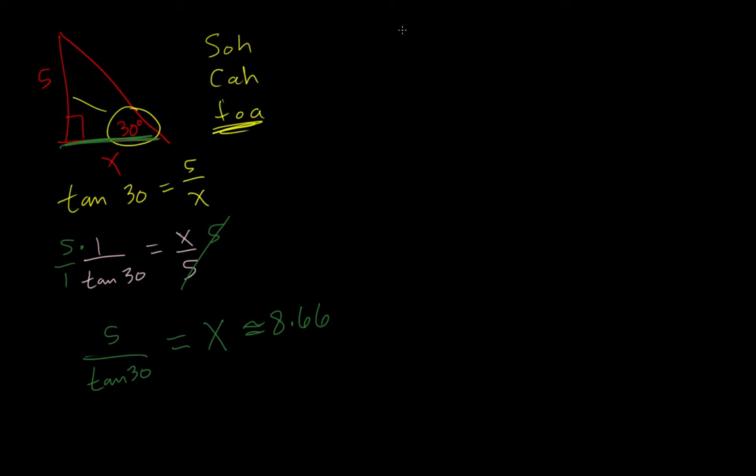All right, let's try another one. So we have another right triangle. This time we have a 20-degree angle up here. And we know that the hypotenuse is 10. And this one is the one we want to know.